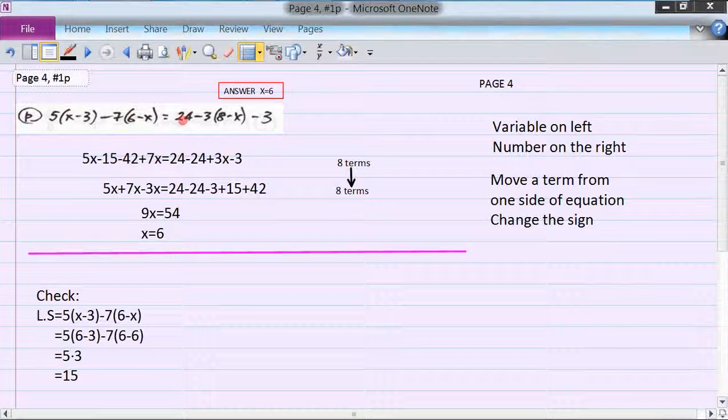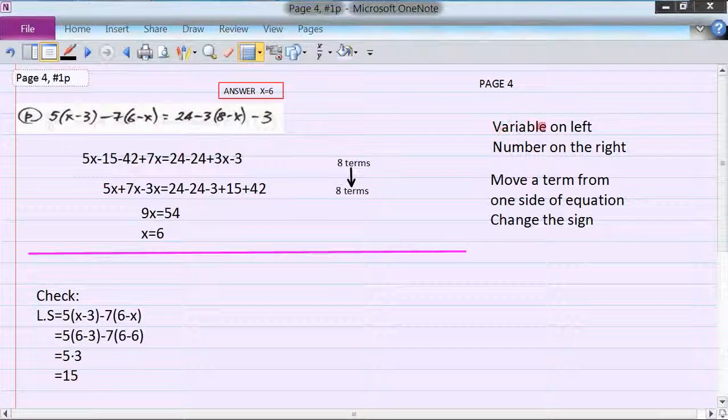Then on the right side of the equation, this 24 is this 24. Minus 3 times plus 8 gives us minus 24. And minus 3 times minus x gives us plus 3x. And this minus 3 is this one over here.